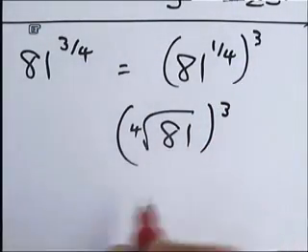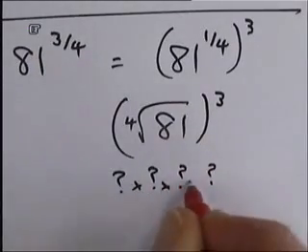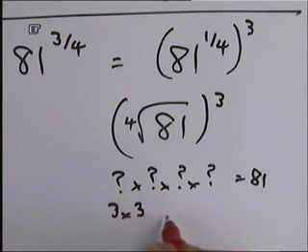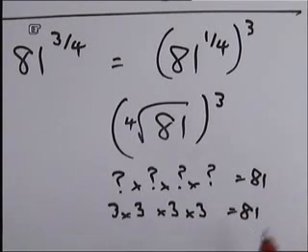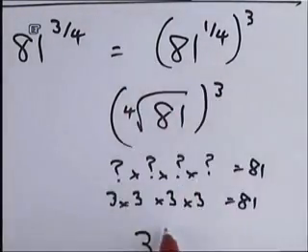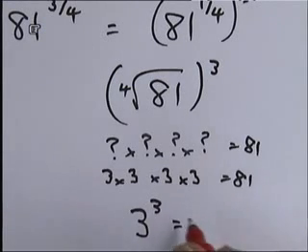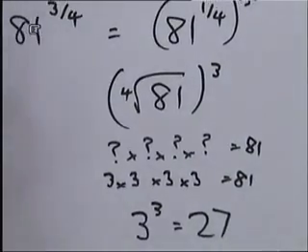The 4th root of 81 means what number do I write down 4 times and times together to get 81. The answer is 3. 3 times by 3 is 9, times by another 3 is 27, times by another 3 is 81. So this bit here inside the bracket is 3, and then I have to put that power of a 3 there as well. I mustn't forget that. 3 to the power of 3 means 3 times 3 times 3, that's 27. So 81 to the power of 3/4 comes out to be 27.